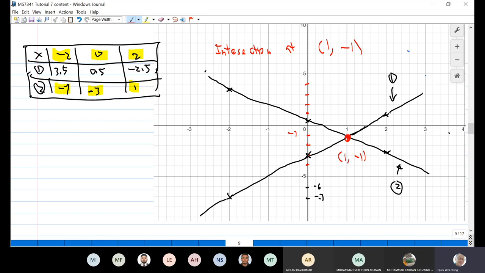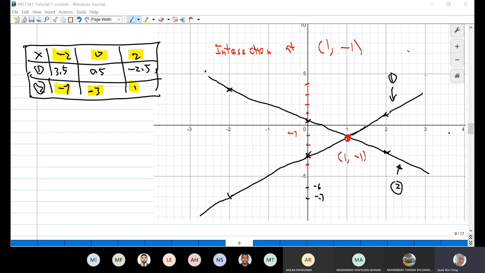For example, you need a straight line. Usually, make sure you get 3 points. Don't just get 2 points. 2 points is enough to draw a straight line, but you want to make sure you really got a straight line, so you get another point and see whether you can join them by a straight line. If you cannot join them by a straight line, something is wrong with your calculation. So this is how to answer 3A. 3B is similar, so I'll leave 3B to you.